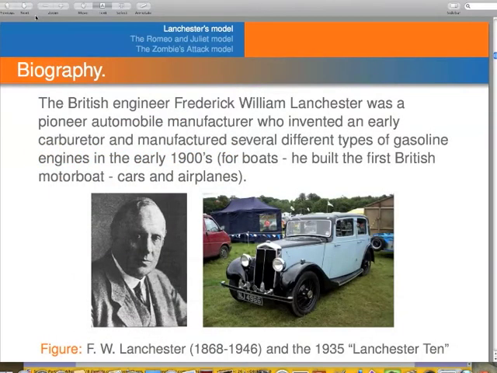To start with Lanchester, Lanchester was a fascinating character. He started building boats, motors, and components for motors for boats and for automobiles. He had his own automobile manufacturing company for a while, and you can actually see one of his cars here in this slide. And the main award for operations research is called the Lanchester Award. He's a very highly respected engineer.